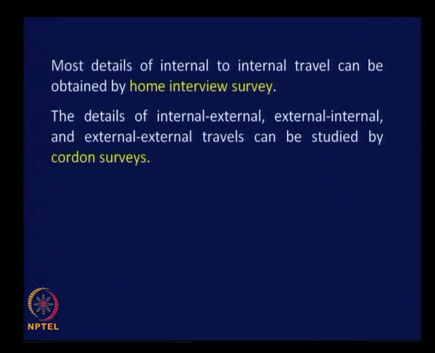What do you understand by cordon surveys? The surveys that will be conducted at a convenient point on the cordon line or at the point of intersection of radiating roads and the cordon line. Okay. So, through those surveys only you will be able to get information about the other 3 categories of trips, external to external, external to internal as well as internal to external.